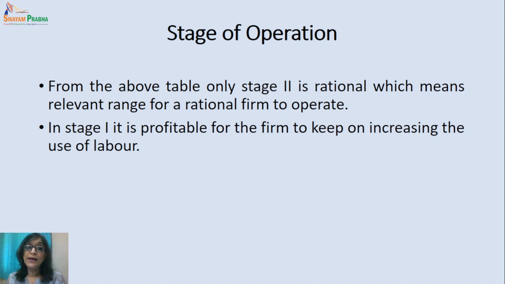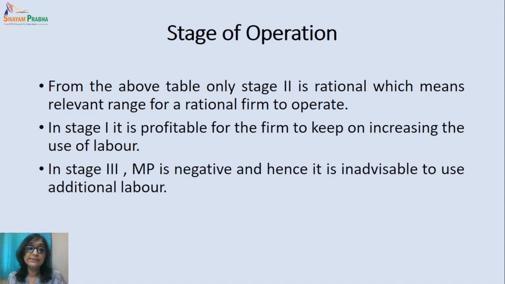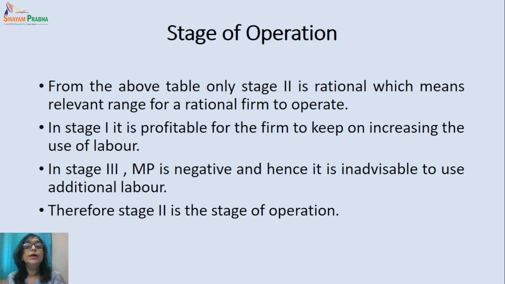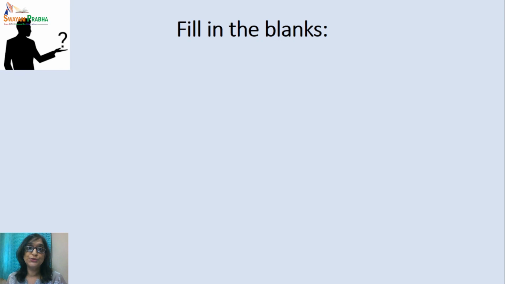So in stage 1, it is profitable for the firm to keep on increasing the use of labor because its total product is increasing. Stage 3, nobody should operate because marginal product is negative. So it is inadvisable to use additional labor. Therefore, stage 2 is the stage of operation. This law of variable proportion we see a lot when we talk about Indian agriculture.